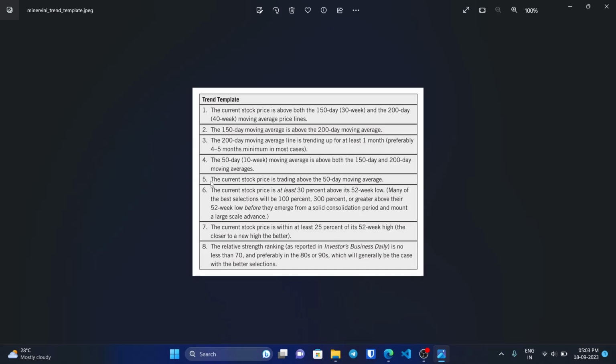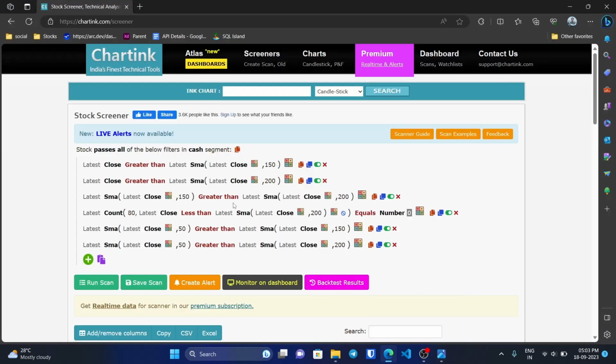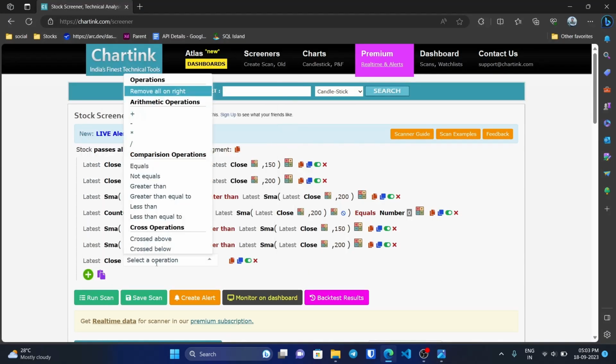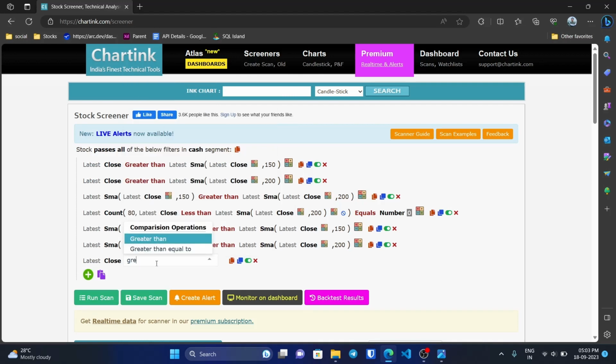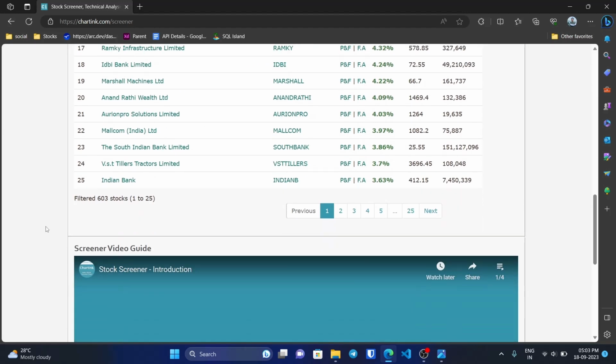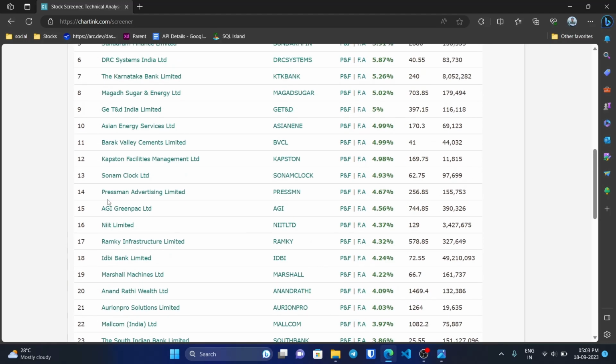Now our fifth condition is that the current stock price is trading above the 50-day moving average. So we will add our next filter here, that is close greater than SMA of 50. We will scan this again. Now we have again reduced to around 600 stocks.